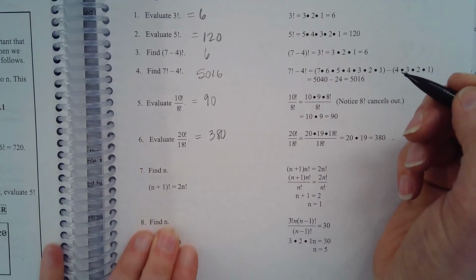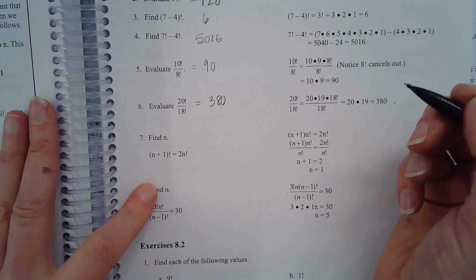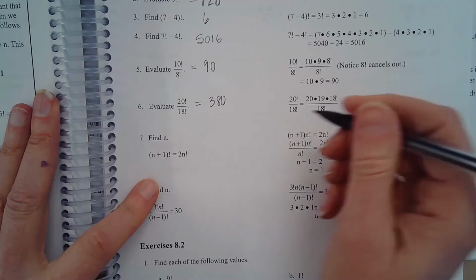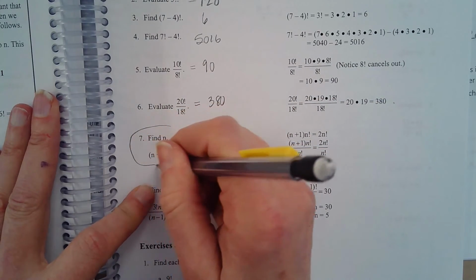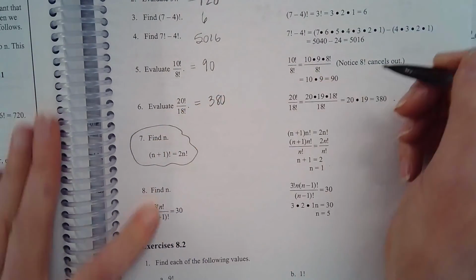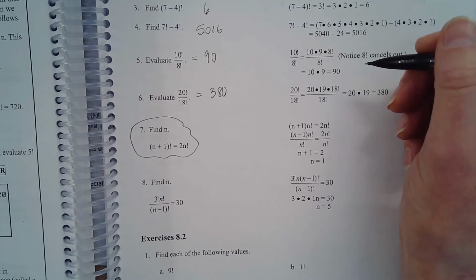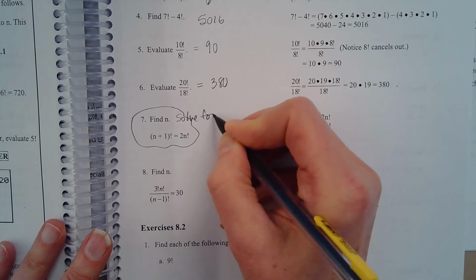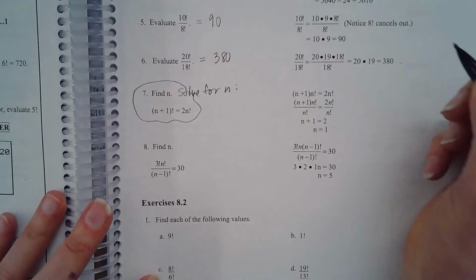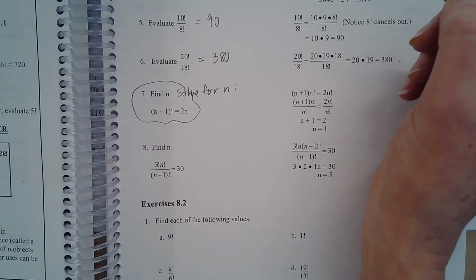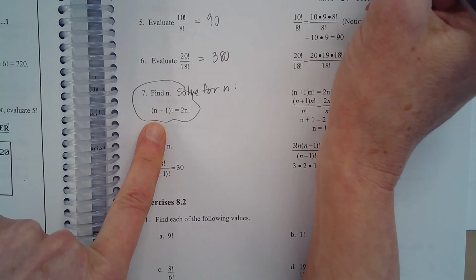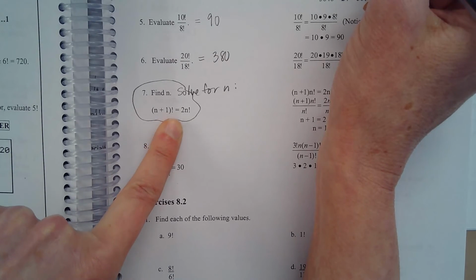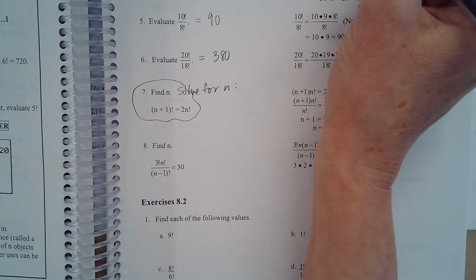Okay. Let's just try one of these. We haven't done one like this before. Let's just see where your brains go with this. I'm not going to assign one like this for homework, finding n, solving for n. Solve for n. So don't look at the answer. What does this mean? n plus 1 factorial equals 2n factorial. How would you solve for n? What does it mean to solve for n?